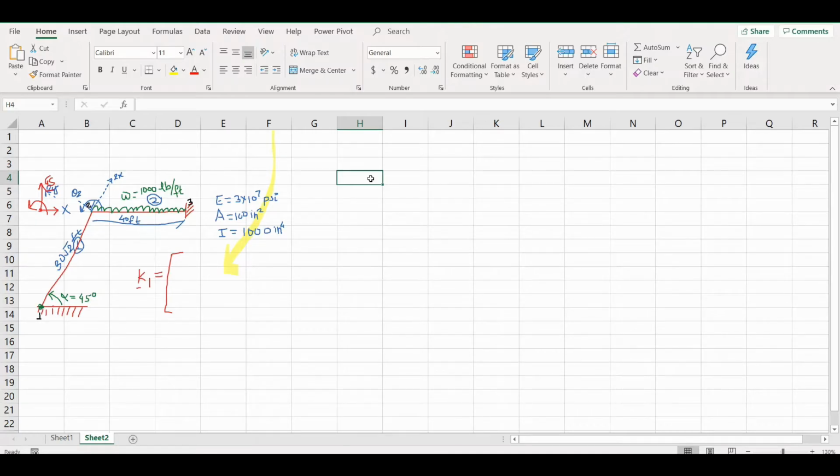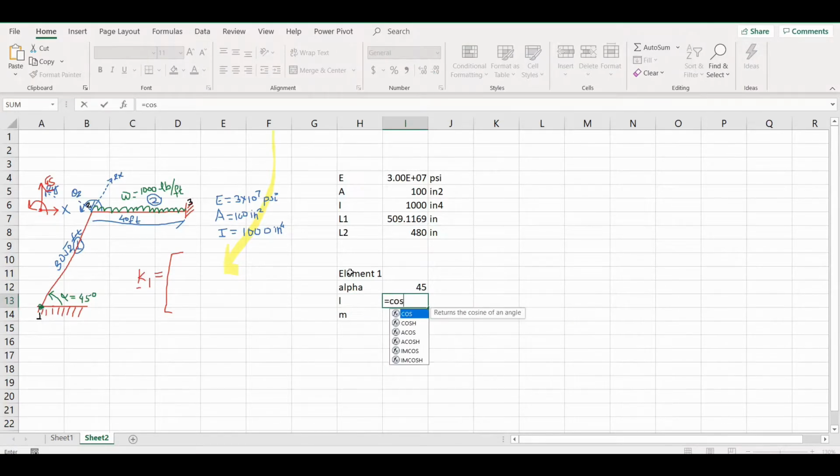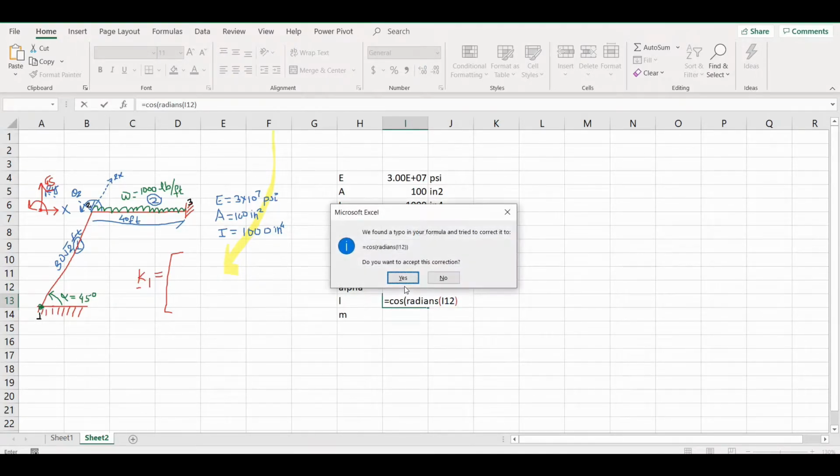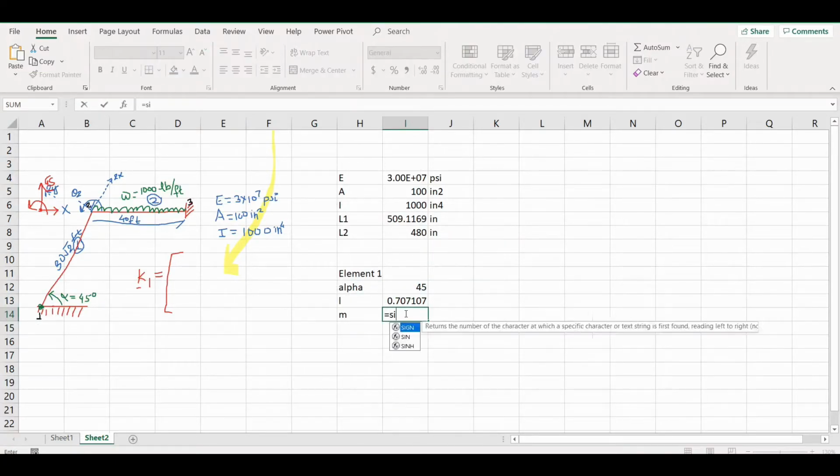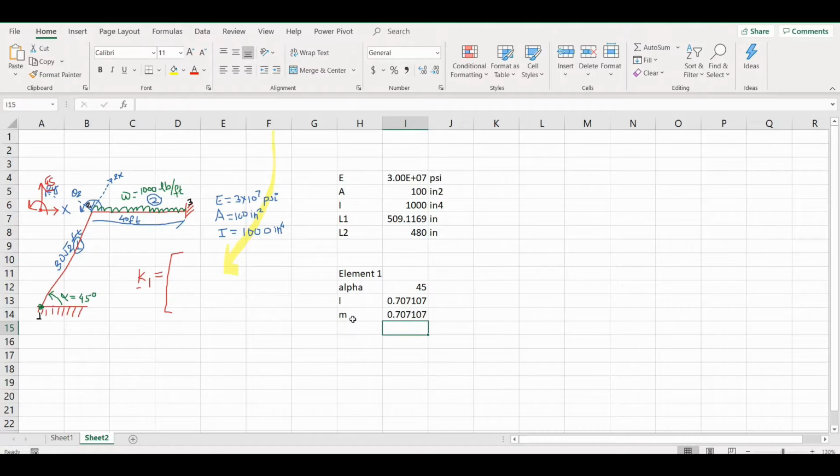So let us write what we are given for element 1. Alpha equals 45 degrees. Now we have to find the sine and cos components, so just add L and M. L equals cos of radians of 45. This will be sine of radians of 45.